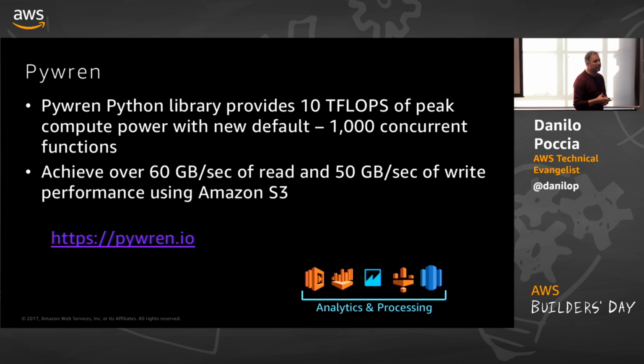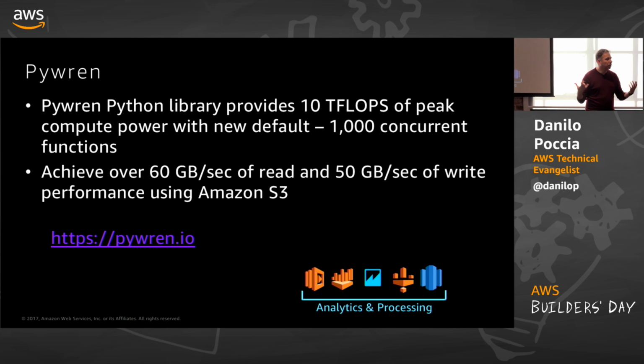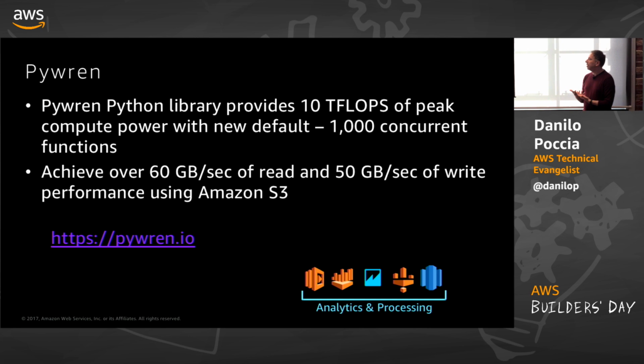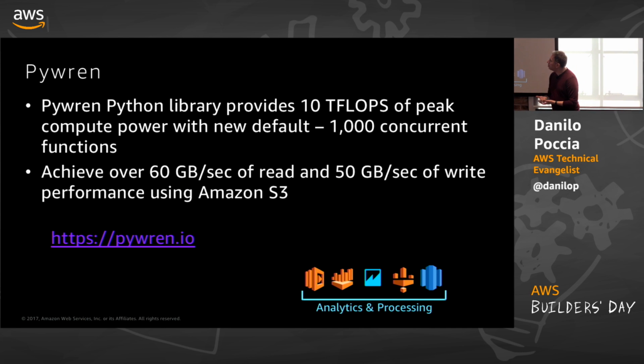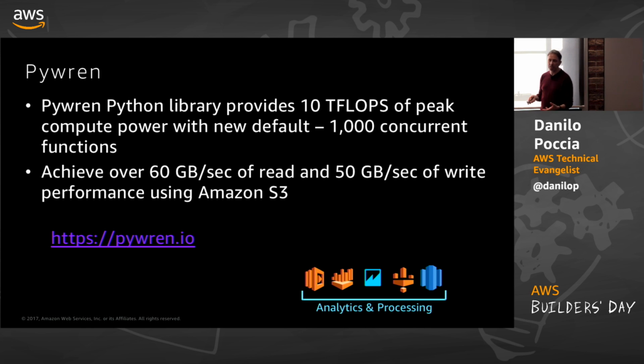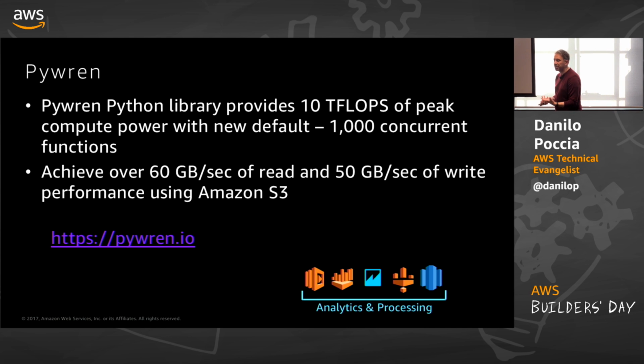If you use Python, there's this nice library called PyWren. Basically, the idea of this Python library is to provide you a framework where you can take your computing logic in Python and run it in parallel on lots of Lambda functions. They achieved peak performance now with the limit of 1,000 concurrent functions, which we are happy to increase, but it's there. You can get up to 10 teraflops of computing power. It's a lot. And they can read and write from S3 at speeds like 50 or 60 gigabytes per second. So throughput that normally requires lots of optimization comes out of the box if you use their library.